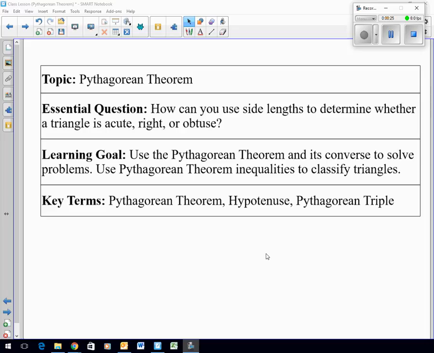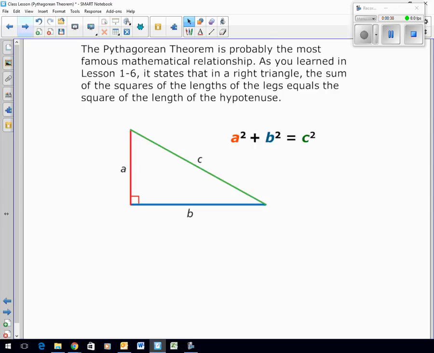All right? Then we'll talk about the Pythagorean theorem, what in the heck is a hypotenuse, and a Pythagorean triple. What is the biggest pencil in the world? What's the Pythagorean triple, right? We're going to get to it. All right. Check it out, guys.